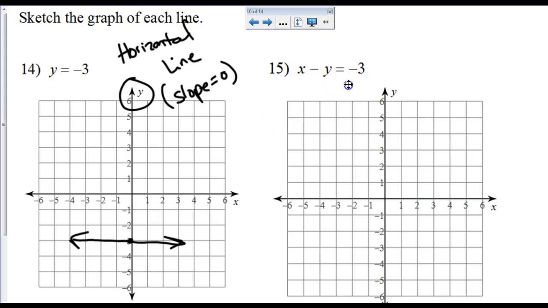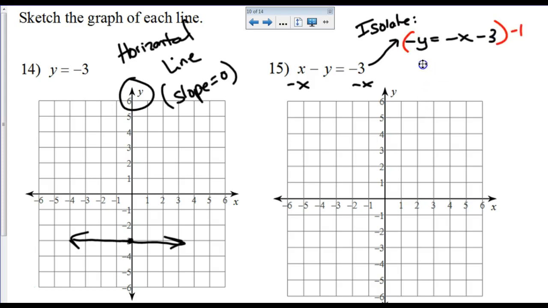All right, so here we have that standard form again. You have to either isolate or find the x and y intercepts. Totally up to you. So if you choose the isolation method, you would start by subtracting the x, but be careful, there's still a negative y in front of that. So negative y equals negative x minus 3, and then multiplying everything by a negative 1 or dividing everything by a negative 1 does the same thing. You end up with y equals positive x plus 3.